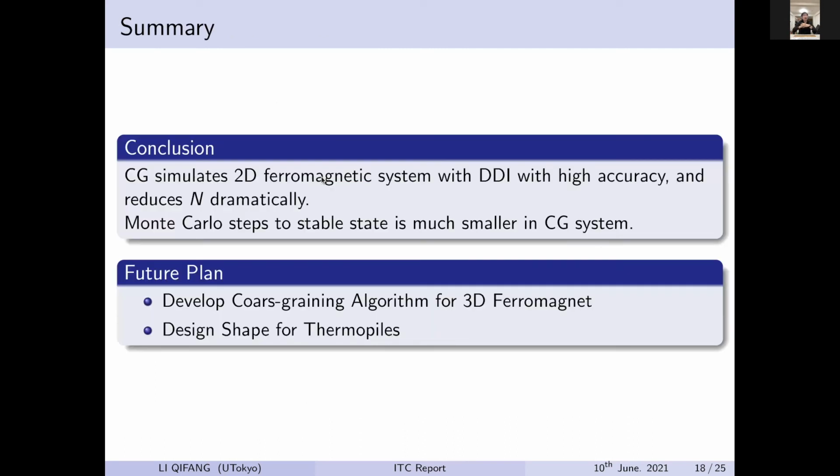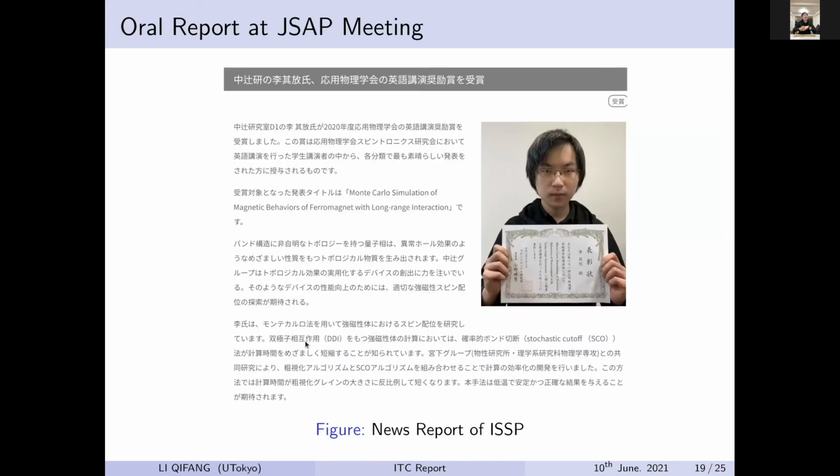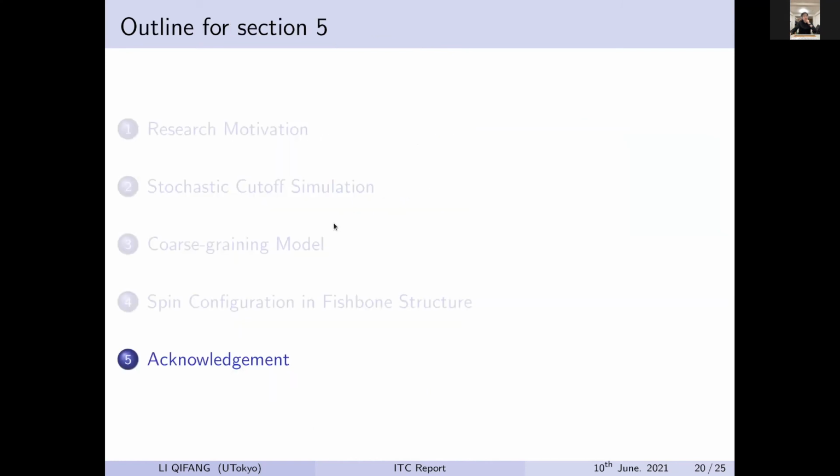And this is the summary of my algorithm. The coarse-graining simulates a two-dimensional ferromagnetic system with dipole-dipole interaction with high accuracy, and it reduces the computational cost dramatically. And in addition, the number of Monte Carlo steps to reach a stable state is much smaller in the coarse-grained system. My future plan is to develop a coarse-graining algorithm for three-dimensional ferromagnets, and later I will use this three-dimensional coarse-graining algorithm to design shapes for thermopiles. And I presented the results of my simulation at the Japan Society of Applied Physics meeting 2020.